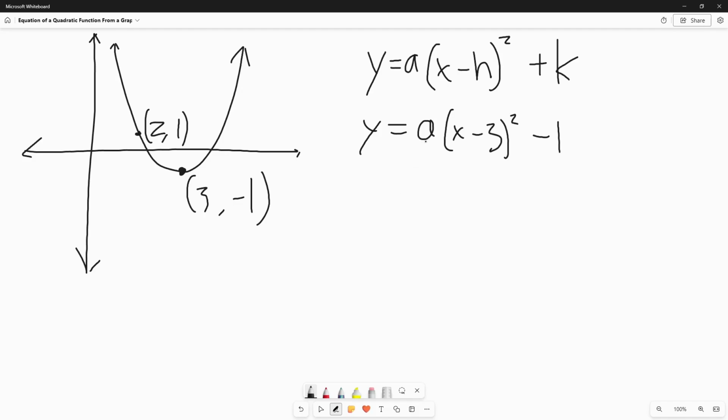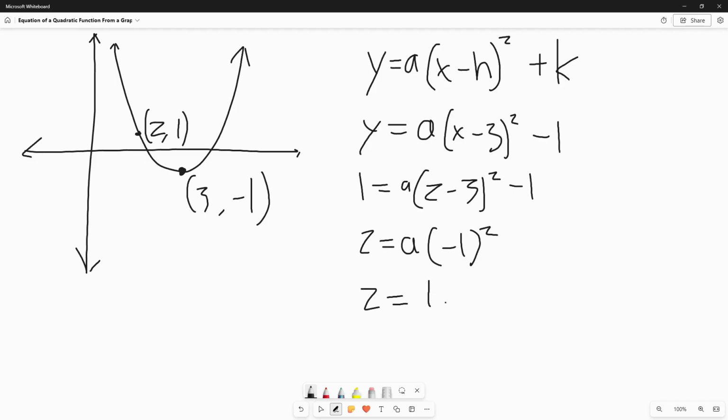But we still don't know what a is. So in order to find a, we use the other point, which is (2, 1). So we just plug in 2 for x and then 1 for y. So we get 1 is equal to a times (2 minus 3) squared minus 1. And then 2 is equal to a times (-1) squared. And 2 is equal to 1a. So a equals 2. And we just plug this back into the original format.